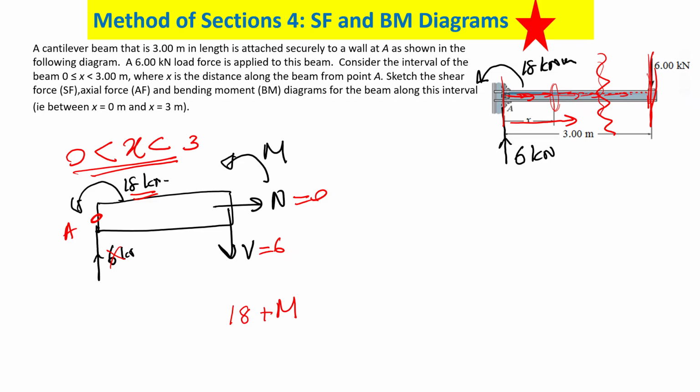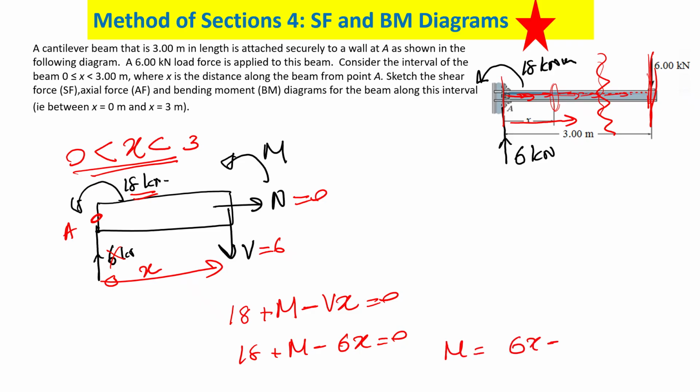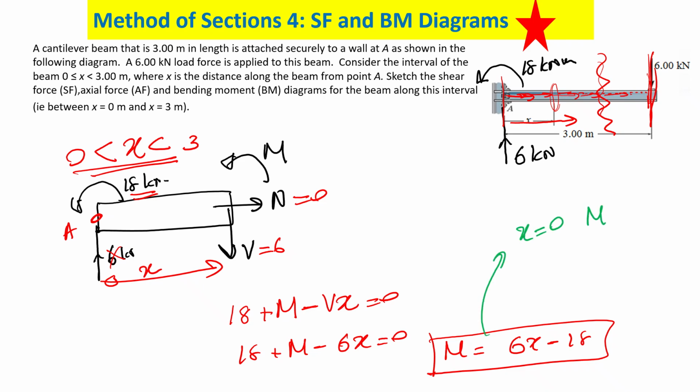And then you have minus V times X, because you are cutting at an X distance. Make sense? So 18 plus M minus 6X is equal to 0. So your M is equal to 6X minus 18, right? So what are the boundary conditions? When X is equal to 0, M is equal to minus 18. And when X is equal to 6, your M is equal to 0.